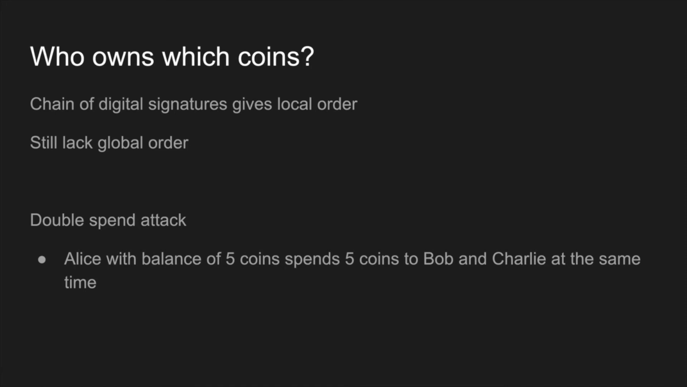Yeah, let's jump back into this. So hopefully I've helped you understand a little bit of this notion of ownership and how that's implemented. We have digital signatures and chains of them that basically trace the history of coins over time. But the problem is that we still don't have a global order.